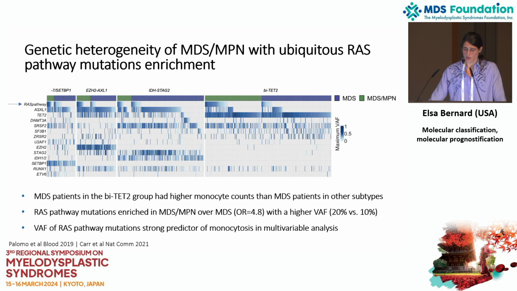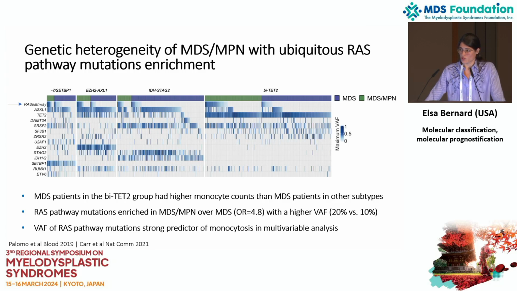So the 4 most frequent subtypes in MDS-MPN were biallelic TET2, IDH-TAC2, EZH2 SXL1, and -7 ZBP1, where we can compare here that the distribution of gene mutations was really similar, as expected, between patients that were classified as MDS or MDS-MPN within those different genetic subtypes. For example, in the -7 ZBP1 subtype, there is a total absence of TET2 mutations, compared, obviously, to the biallelic TET2 subtype.